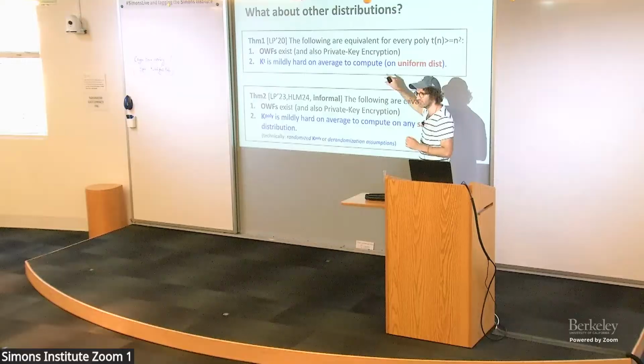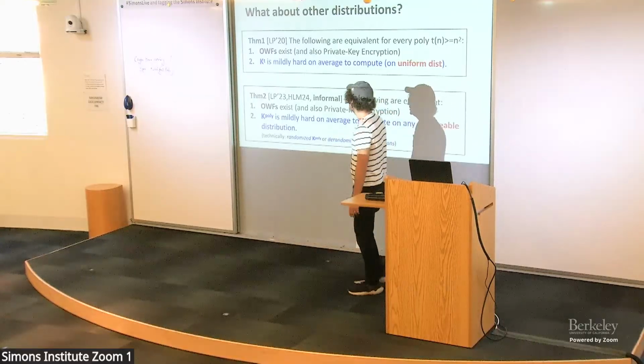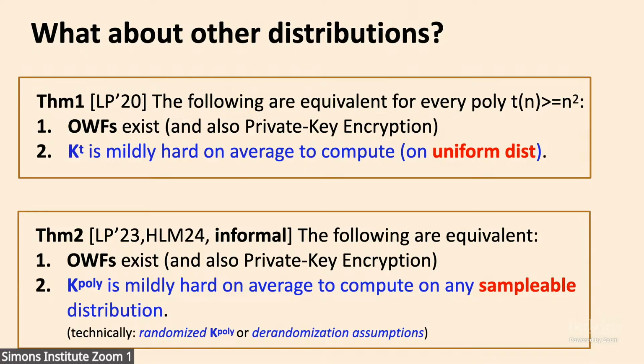A corollary of this is something quite intriguing. What this says is that if KT is hard on any sampleable distribution, we have one-way functions, and if I have one-way functions, KT is hard on the uniform distribution. So we get to this problem: hardness on any sampleable distribution implies hardness on the uniform distribution. That's a pretty curious thing. Do we know this type of result for other problems? Hardness on any distribution gives hardness on the uniform? Anyone? Do you know?